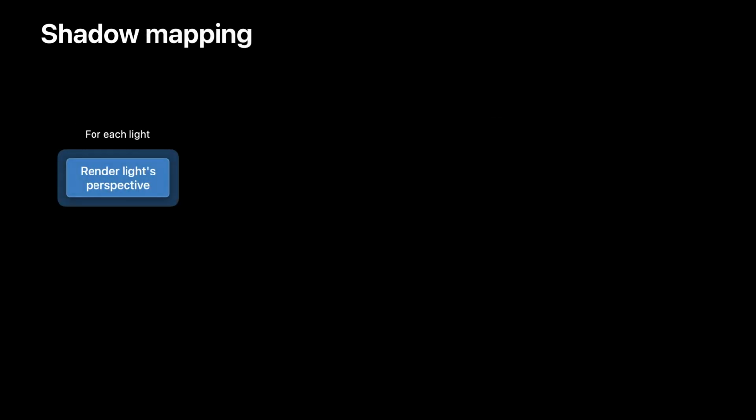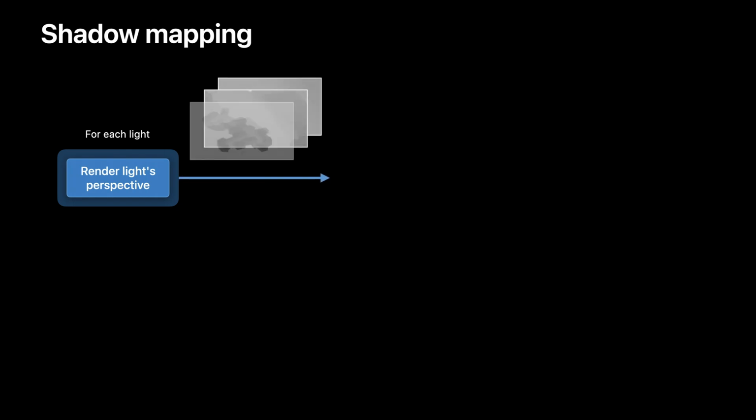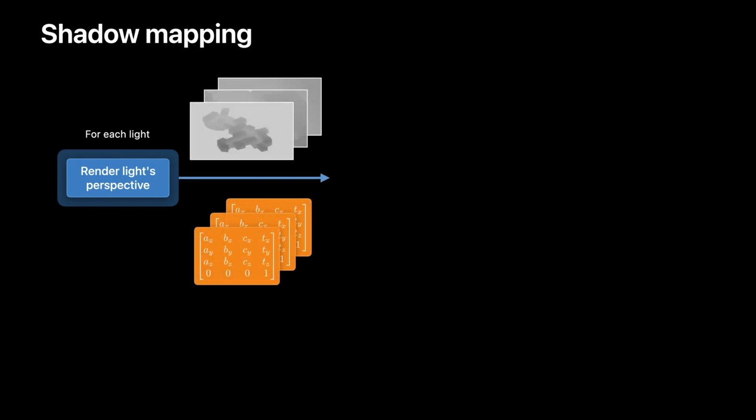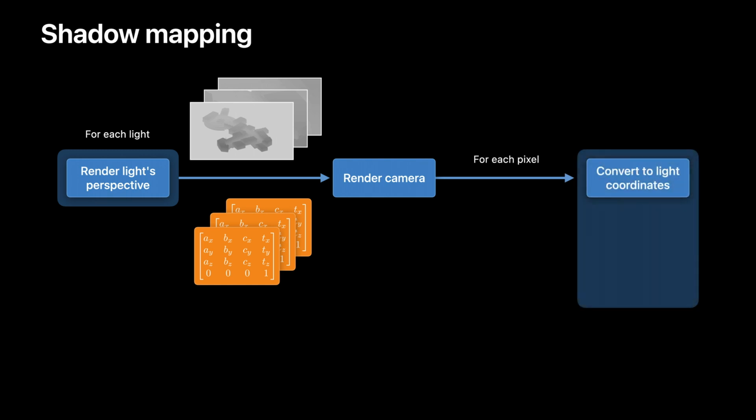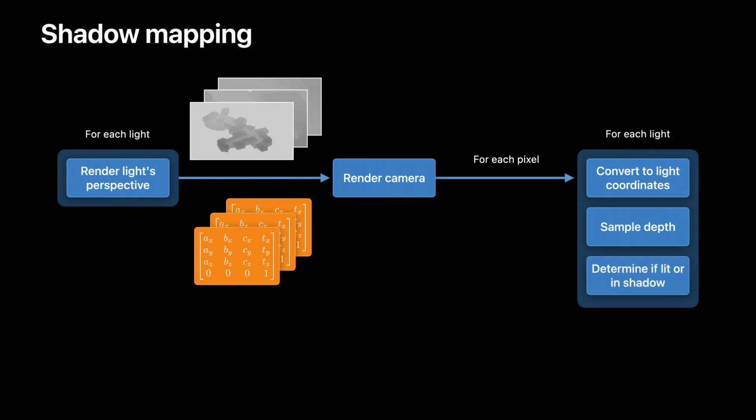This rasterization technique starts by rendering the scene from every light's perspective. This produces a series of depth maps that need to be stored alongside each light's transformation matrix. Then we render from the main camera's perspective. To shade each pixel, we need to convert the point to the light's coordinates. We sample the depth coming from the depth map, and ultimately compare these depth values to determine if we're in light or shadow for each light source.